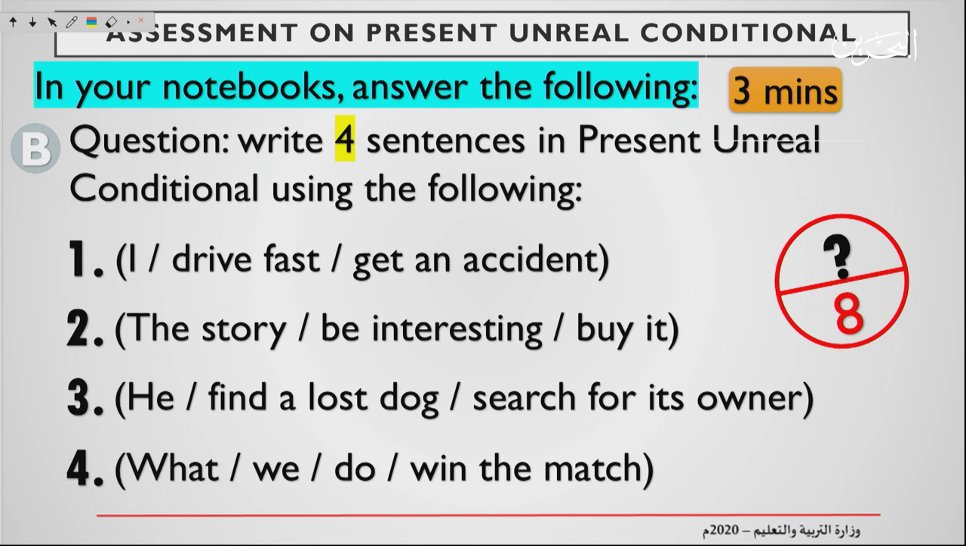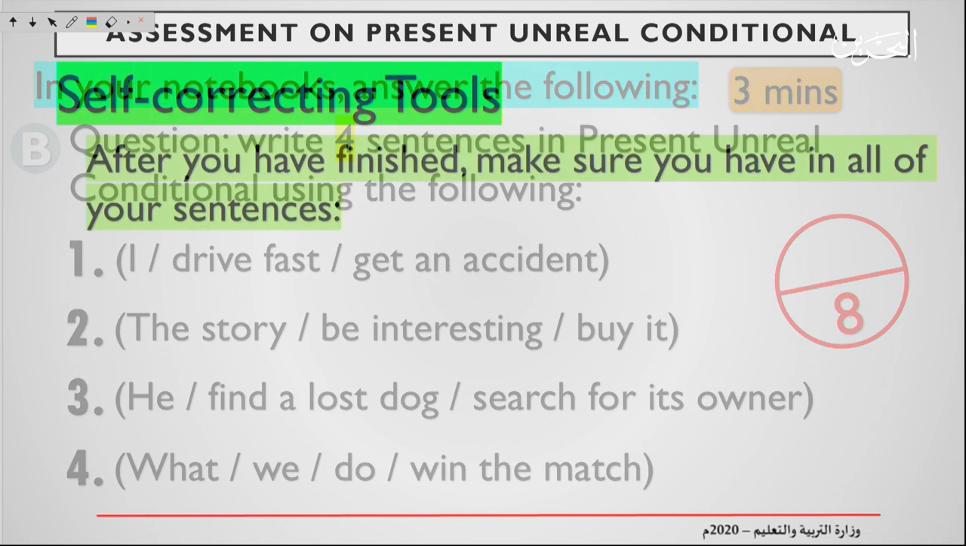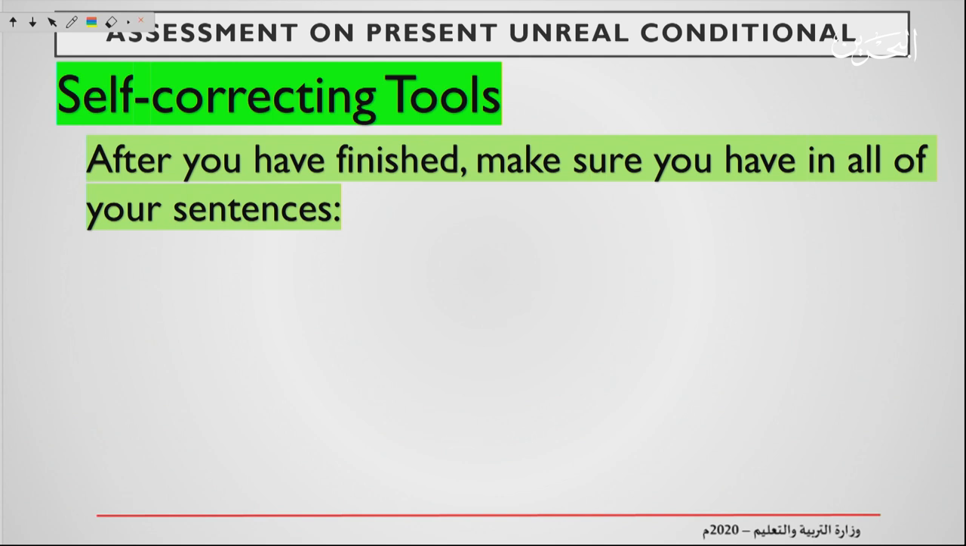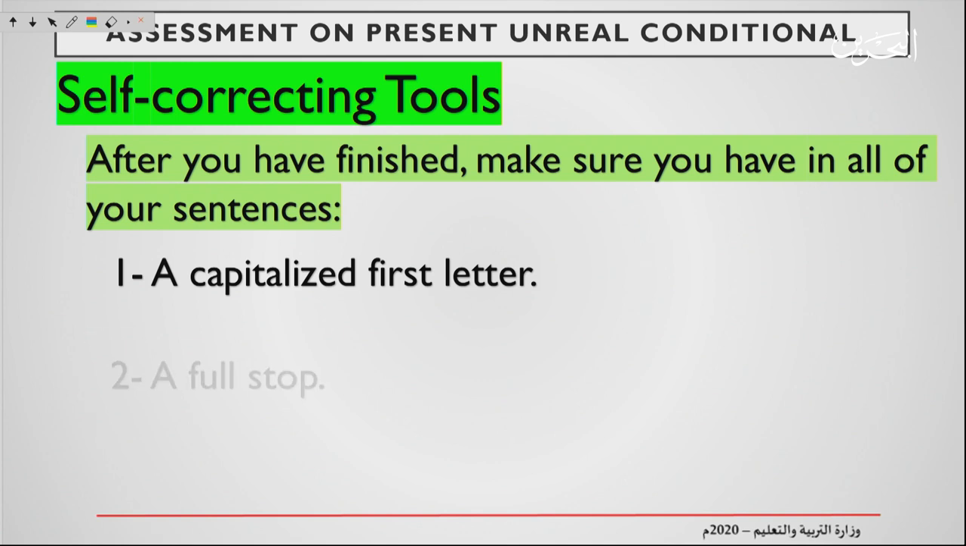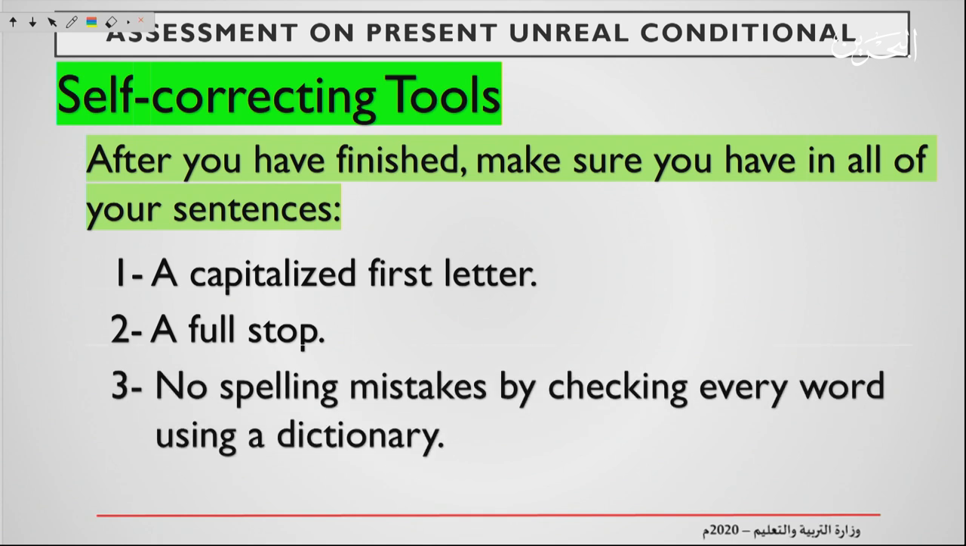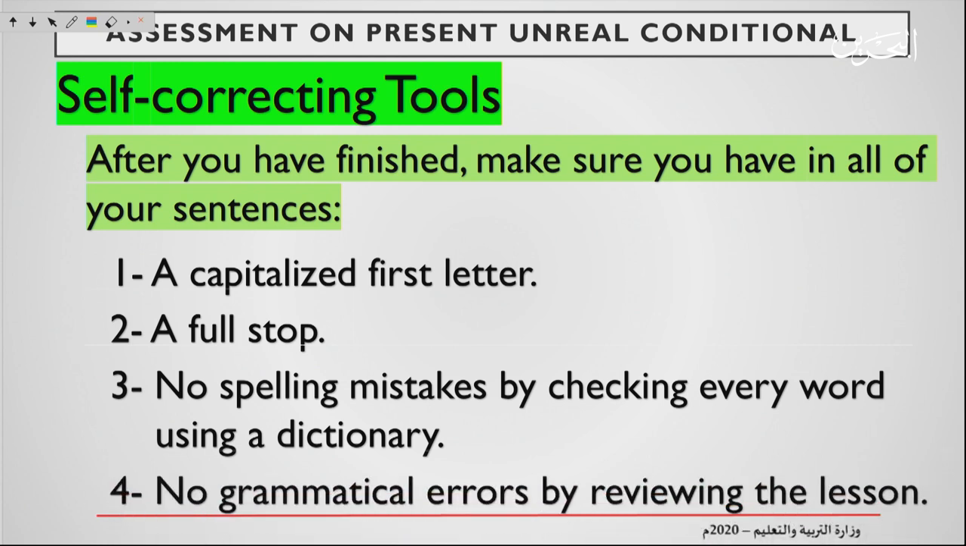All right, now let's check the answer. But before you do that, let's use the self-correcting tools. All right, after you have finished, make sure you have in all of your sentences the following. Number one, a capitalized first letter. Number two, a full stop. Three, no spelling mistakes by checking every word using a dictionary. Number four, no grammatical errors by reviewing the lesson. Now let's jump to the model answers for question B.